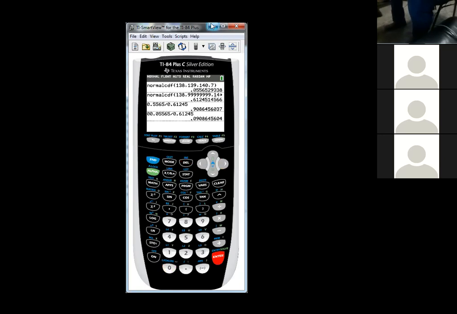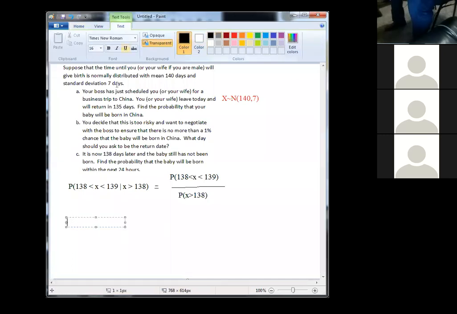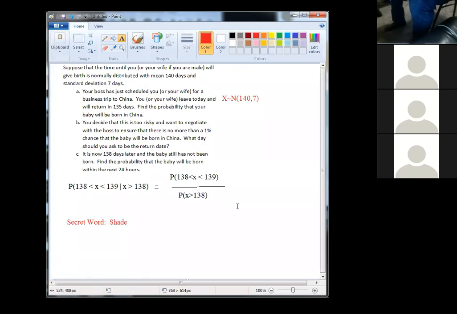We're about 10 seconds before 7, so told you it would be less than an hour, not by much. But what I will do is give you the secret word. And the secret word is shade. Because you need to shade in the normal curve to find out what the area is.